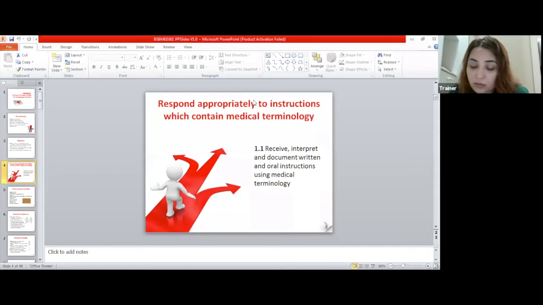Then what else? Renal. Anything that you hear renal is kidney. So if there's an abbreviation, that means a short form, in your handover sheet, it says ARF. It is acute renal failure. ARF, acute renal failure.